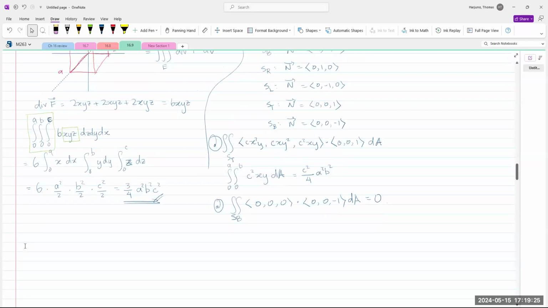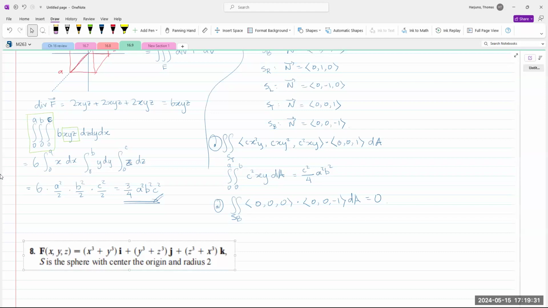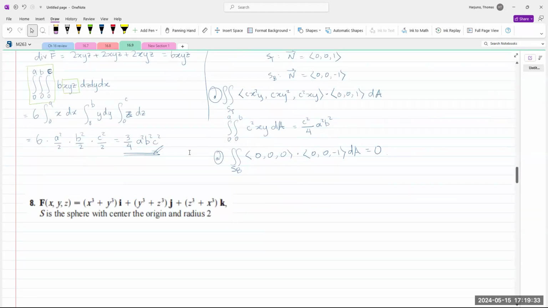It gets more and more interesting though once we get more complicated shapes. So we have that vector field, and S is the sphere with center at the origin with radius 2. So let's do the divergence first. The divergence of vector field F will be 3x squared plus 3y squared plus 3z squared. That's 3 times (x squared plus y squared plus z squared), where S is the sphere.